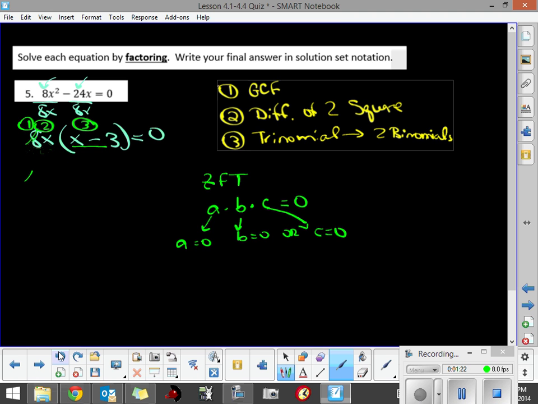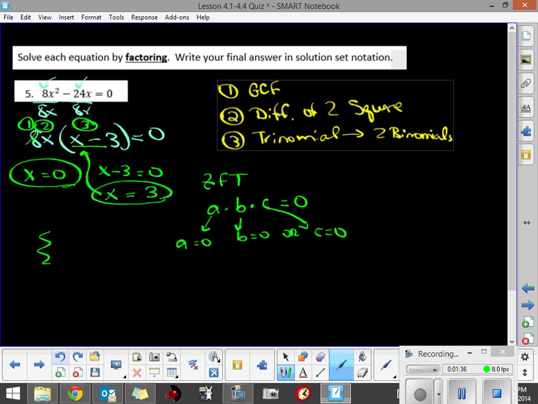So what I want to do is take each of these factors, x equals 0, and my other factor, x minus 3 equals 0. This one's already solved. Solve this one for x, and x is 3. And if I plug 3 in there, I get a 0. So the 2 solutions to this equation are 0 and 3. Using zeros of the factor, or zeros of the function, helps us solve for a solution set for quadratics.